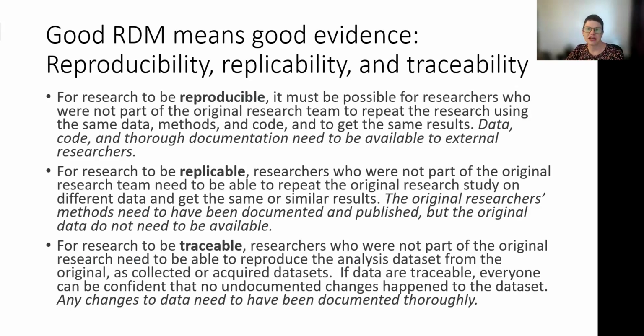So if someone does a medical study and records things that went on with patients, all of the original records need to be available, and there needs to be documentation saying everything that happened to that data until the article was published. If they merged multiple patients' data together, that needs to be recorded. If they just remove some people as outliers, that needs to be recorded and why they did it. If they decided to generate new variables or categorize things differently, that needs to be recorded. Any changes to the data need to have been documented thoroughly.